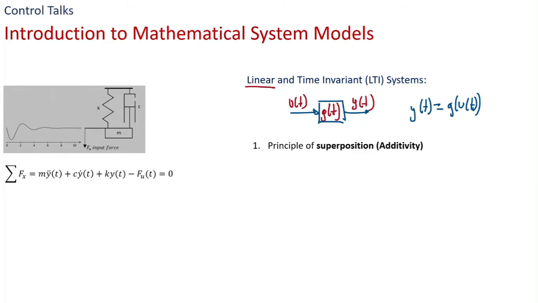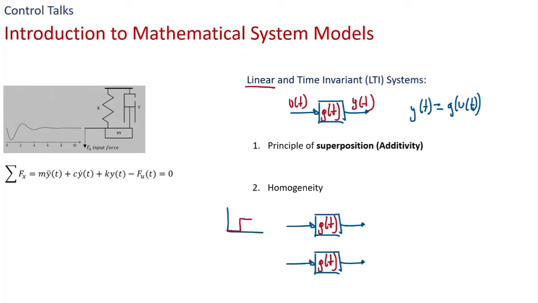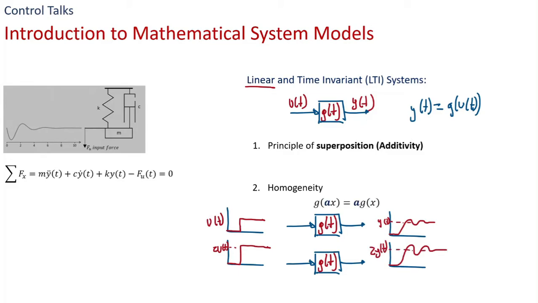The other property of linear systems is homogeneity. It means that if you scale the input u of t by a factor of 2, then the output y of t will also be scaled by 2. This means that G of ax is going to be equal to a G of x.